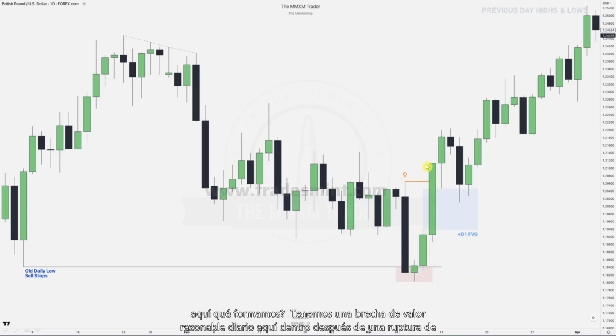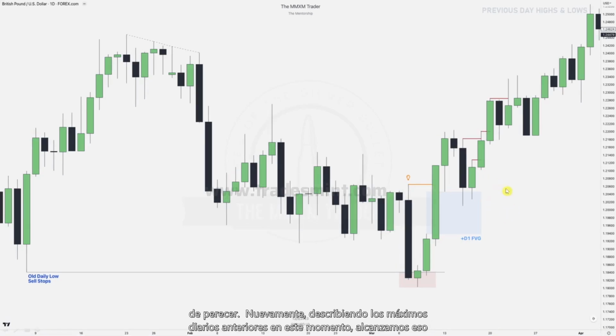Now with this displacement over here, what do we form? We have a daily fair value gap inside here after a break of structure, and again importantly this sell side raid down here. So this sets up a nice narrative to take buys, and order flow has changed to bullish instead of bearish. Again, outlining previous daily highs. Now we hit that discount array, which is a daily fair value gap after that break of structure. So we dip into that, and then we can look to target previous daily highs.